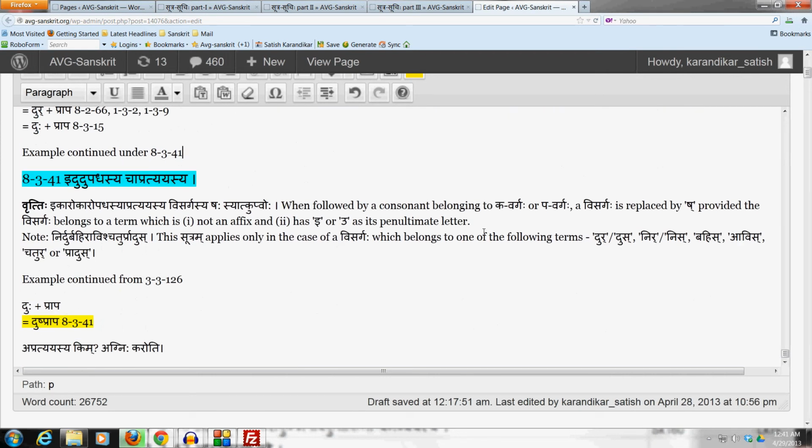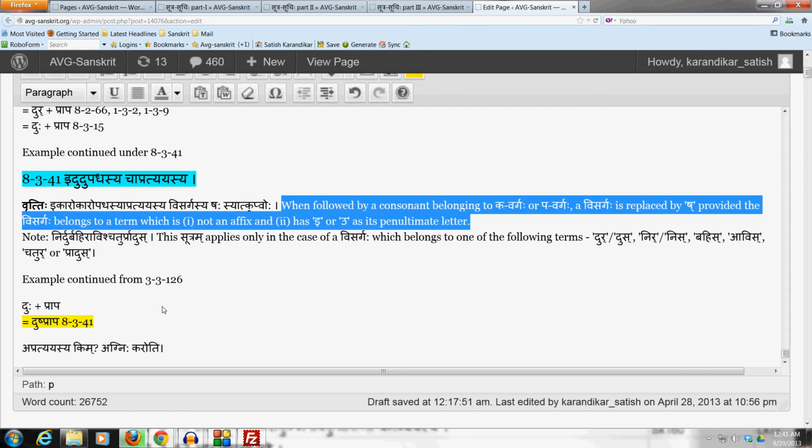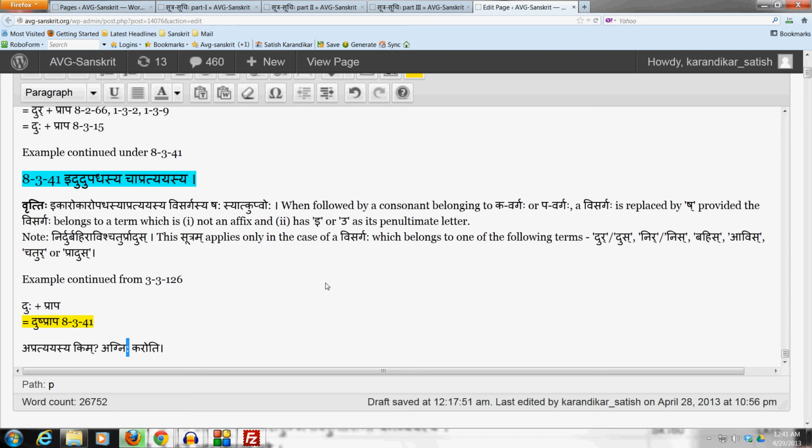Now to appreciate the condition apratyayasya, Siddhanta Kaumudi gives the counterexample: apratyayasya iti kim, agnihi karoti. Here we do have the ikara as penultimate letter in agnihi, and we do have visarga which is followed by the kakara, which of course belongs to the ka vargaha. So even though all the other conditions are satisfied, we do not replace the visarga by murdhanya shakaraha. This visarga came from the affix su, which is a sup affix, so it belongs to a pratyaya. Therefore the condition apratyayasya is not satisfied, hence we cannot replace the visarga by murdhanya shakaraha in the example agnihi karoti.